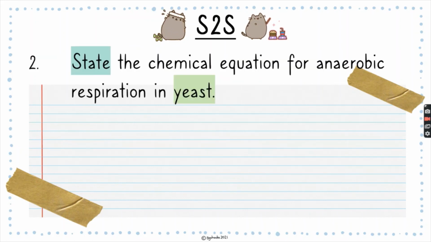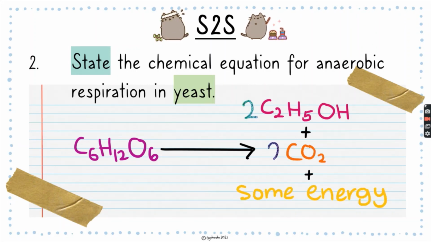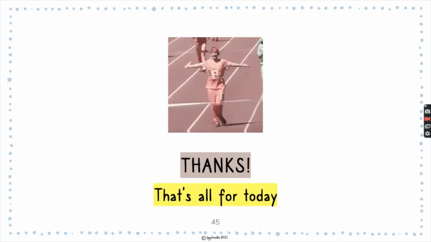Next you have the chemical equation for anaerobic respiration in yeast, which is C6H12O6, arrow, ethanol plus carbon dioxide plus some energy. So don't forget to write down the 2 in front of all of these right here.